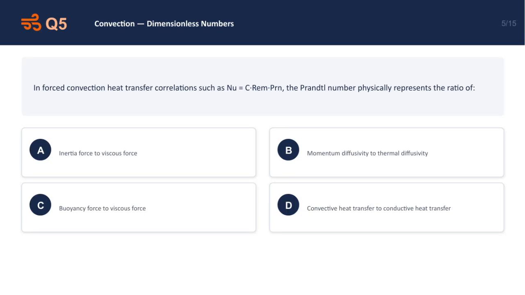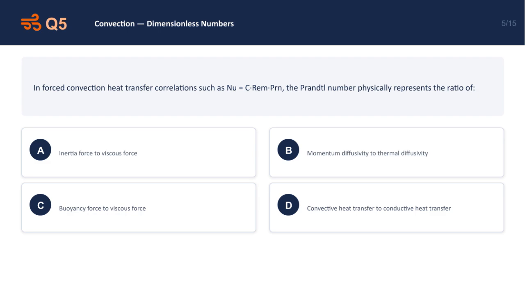Here we are focusing on the Prandtl number in the context of forced convection heat transfer. The Prandtl number, often seen in correlations like Nu equals C times Re to the m times Pr to the n, physically represents the ratio of momentum diffusivity to thermal diffusivity. This means it compares how quickly momentum spreads through a fluid versus how quickly heat spreads through that same fluid. To put it simply, it relates the relative thickness of the velocity boundary layer to the thermal boundary layer.